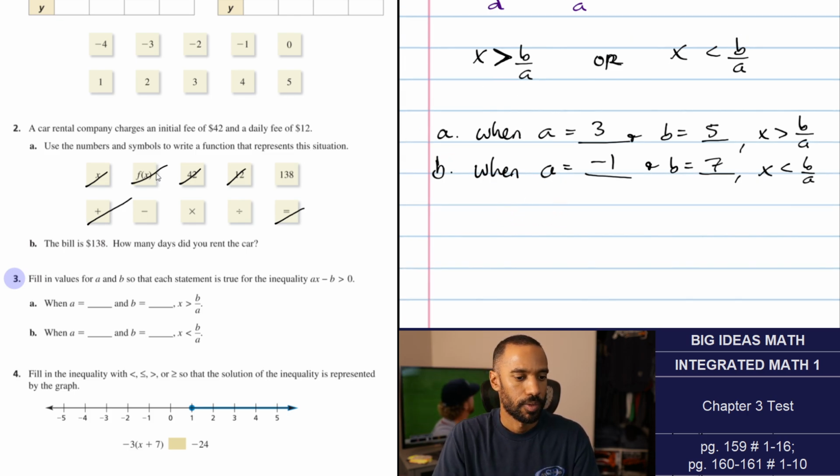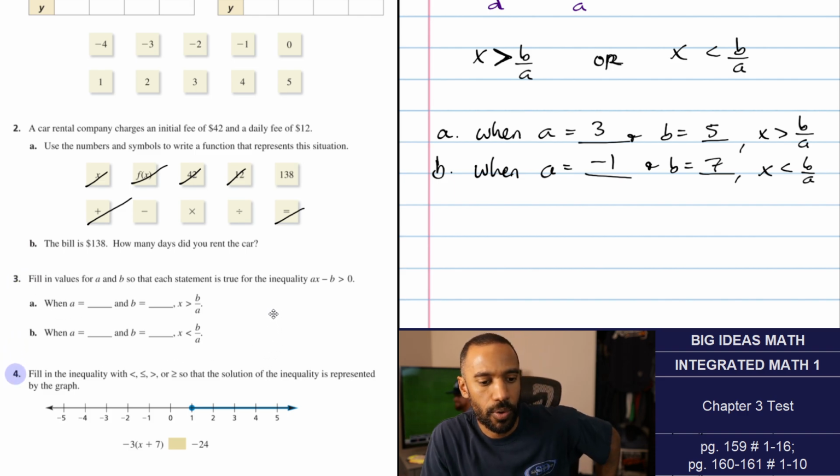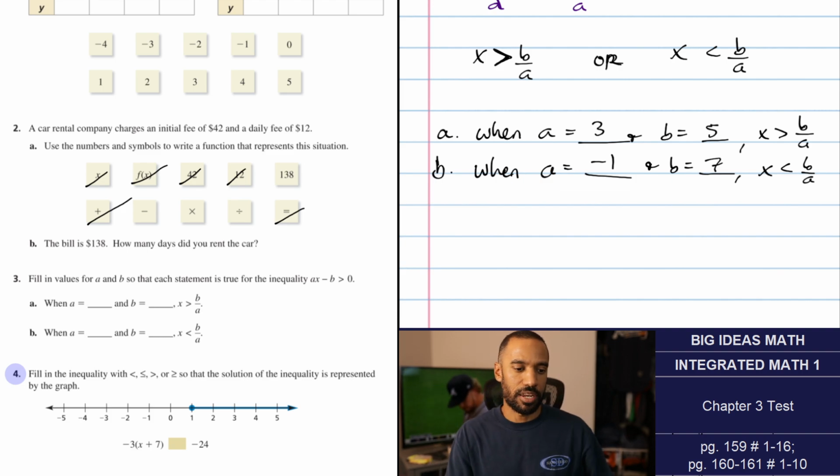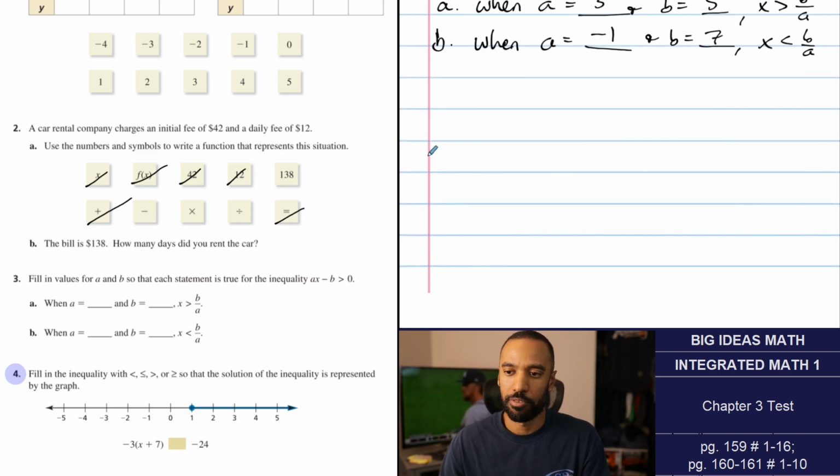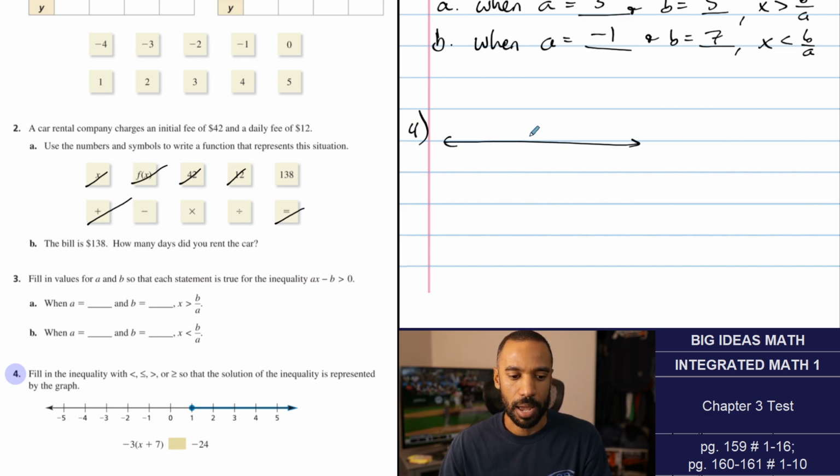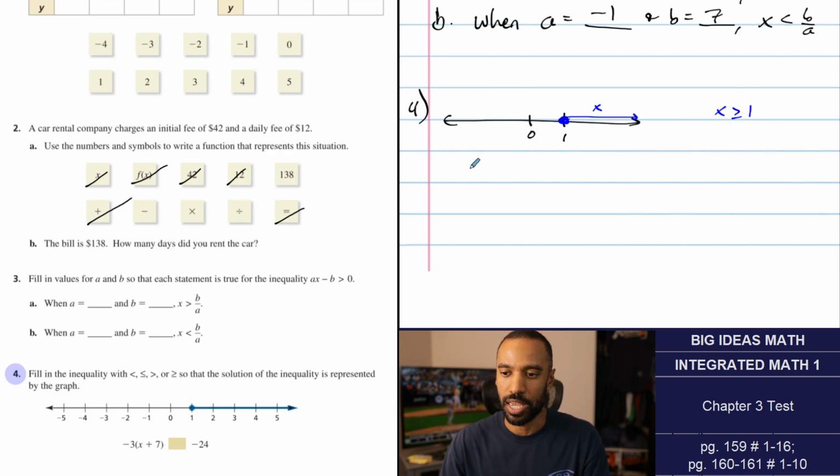Number 4. Fill in the inequality with less than or equal to, greater than or equal to, so the solution of the inequality is represented by the graph. Okay, so we have a graph on number 4. I'll kind of draw my own version of it. Haven't done these in a chapter. 1 is my boundary point. There's a closed circle on it that goes to the right. Our variable here is an x. We need this to eventually say x is greater than or equal to 1. That doesn't mean this inequality will state greater than or equal to.